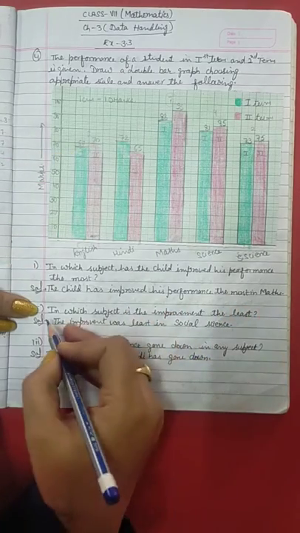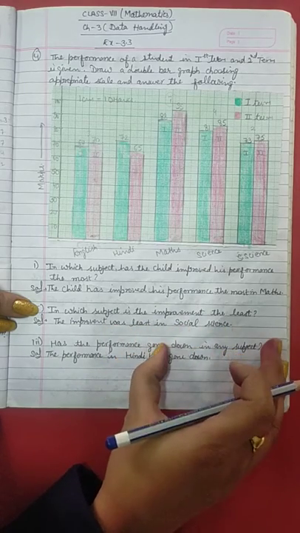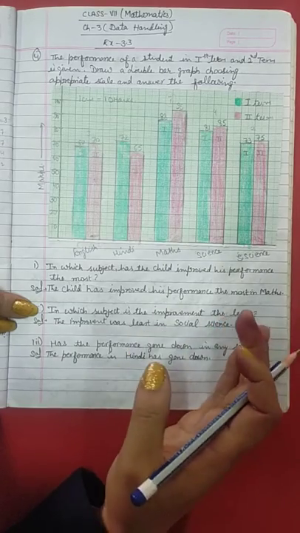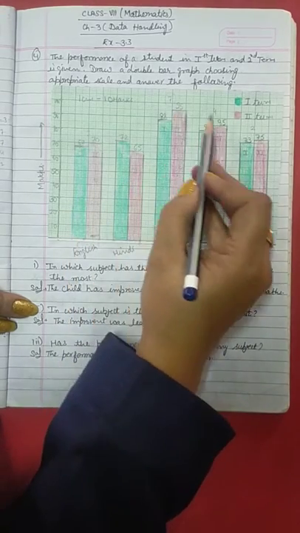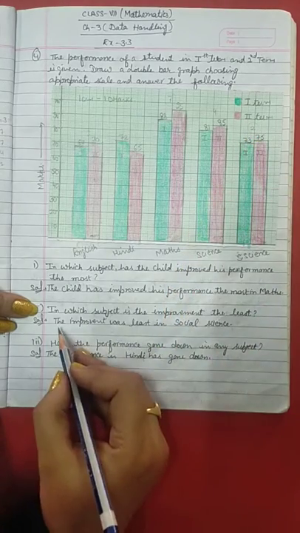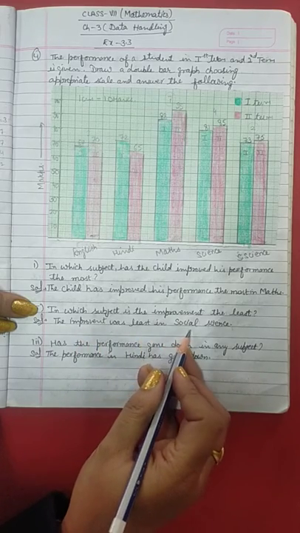Then same here, in which subject is the improvement the least? As we have seen, he is asking about the subject where he improved but least. According to this gap, you can see this is the gap of 2 marks only. So the improvement was least in social science.